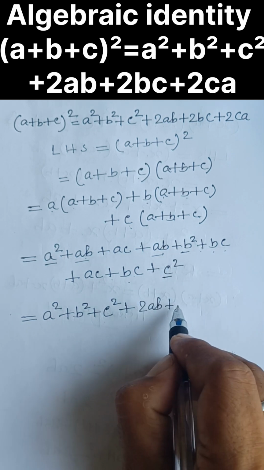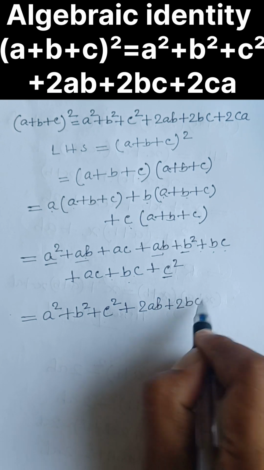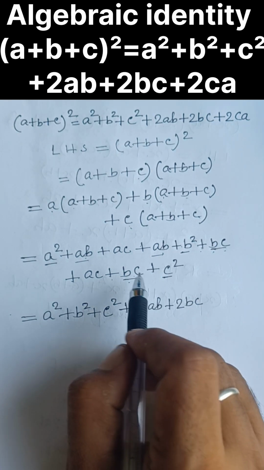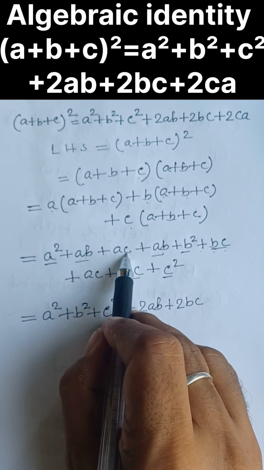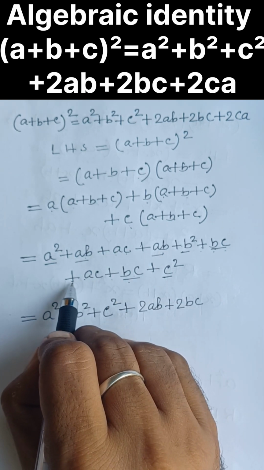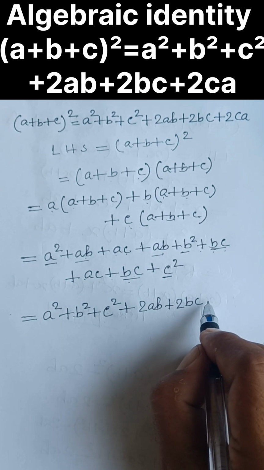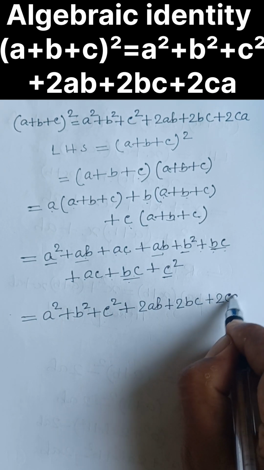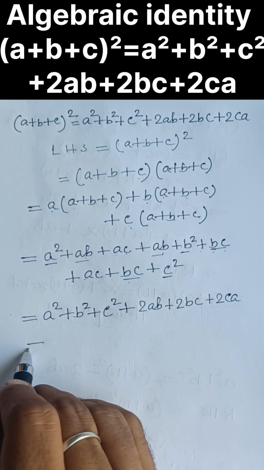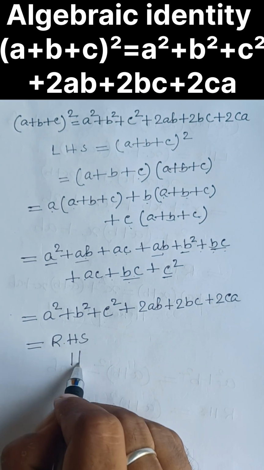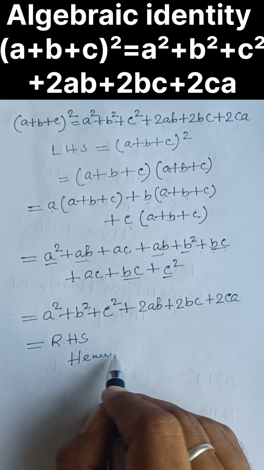Now bc plus bc, 1 plus 1, 2 bc. bc is also taken. Now ca plus ca, or ac plus ac, that is plus twice ca. That is nothing but my right hand side. Hence proved.